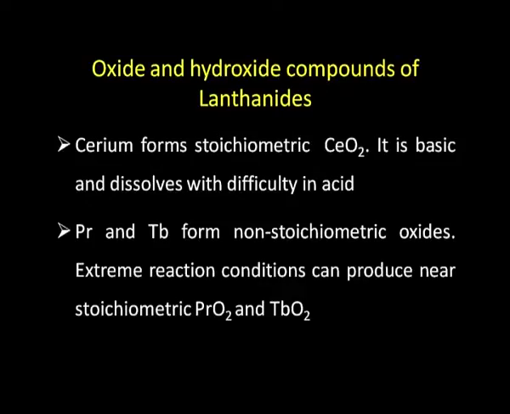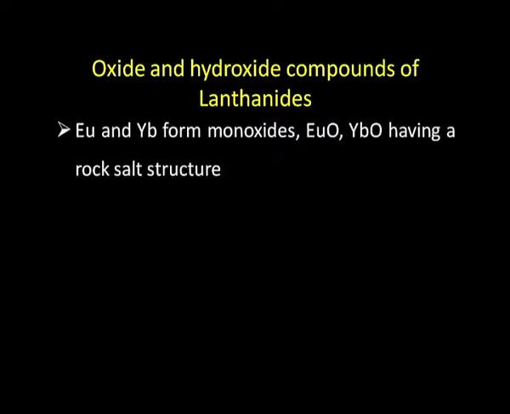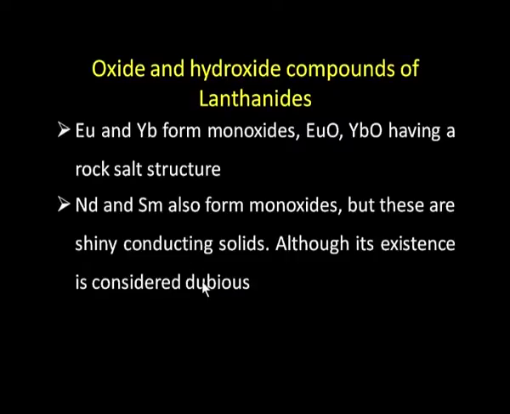Promethium and terbium form non-stoichiometric oxides. So you can see that cerium forms a stoichiometric oxide, whereas promethium and terbium form non-stoichiometric oxides. Extreme reaction conditions can produce near stoichiometric oxides of promethium and terbium. Europium and ytterbium form monoxides, europium oxide and ytterbium oxide, having rock salt type structure. Neodymium and samarium also form monoxides, but these are conducting solids, although their existence is considered dubious.